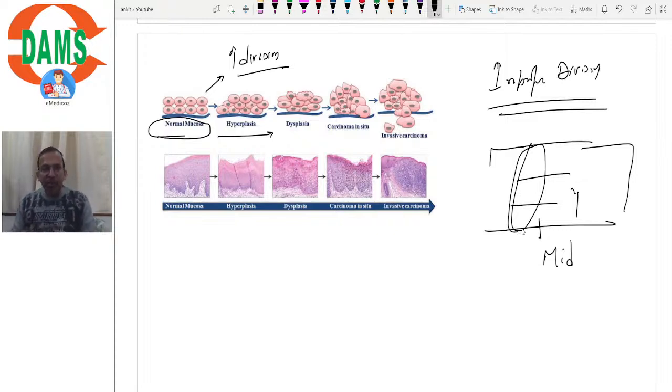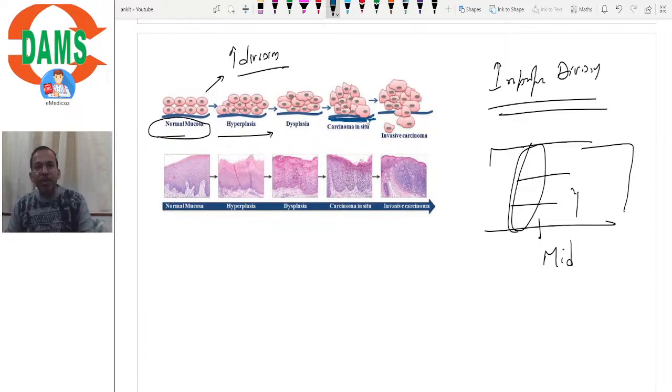So what is the difference between carcinoma in situ and severe dysplasia? It is just that the extreme form of severe dysplasia is carcinoma in situ. But still, as you can see, the basement membrane is intact in carcinoma in situ. When this basement membrane is breached, then it converts into invasive carcinoma. So that's the application of dental histology in oral pathology.